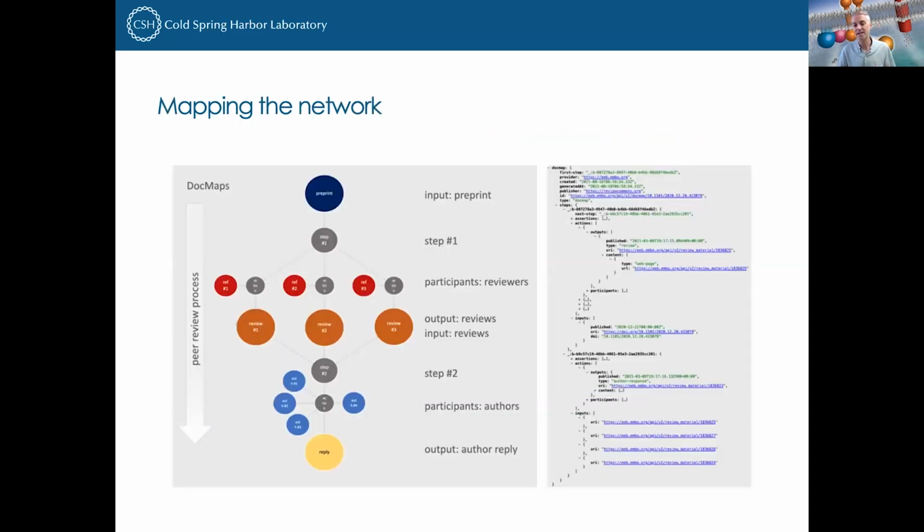It's important that this kind of decoupled evolving ecosystem is mapped and people are able to navigate the different types of review that are happening. And this is what DocMaps does. And Emily will tell you more about that.